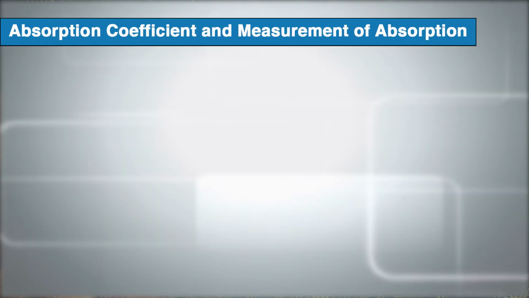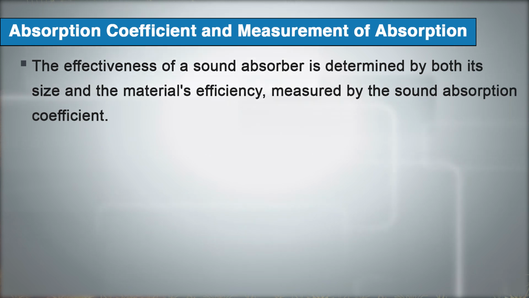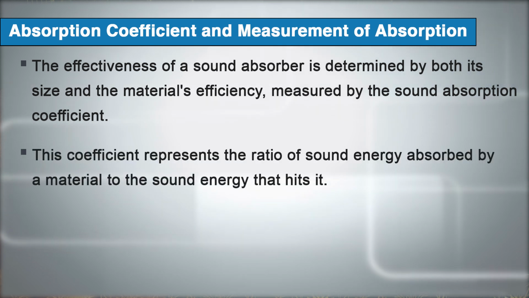Absorption coefficient and measurement of absorption. Our topic here is to find the absorption coefficient and how we will measure it. The effectiveness of a sound absorber is determined by both its size and material efficiency. The coefficient represents the ratio of sound energy absorbed by a material to the sound energy that hits it. The standard unit of sound absorption is named the Sabin, in honor of the scientist who defined it. One square meter of a fully open window absorbs sound at a rate defined as 1 square meter Sabin, as it is assumed that sound passes completely through an open window. Therefore, the absorption coefficient for an open window is considered to be 1.